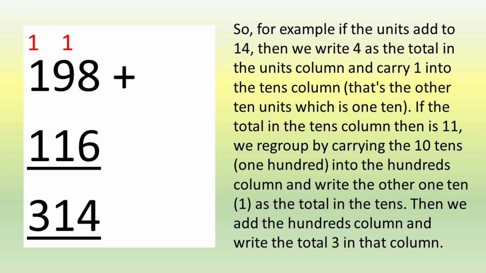So, for example, if the units add to 14, then we write 4 as the total in the units column and carry 1 into the tens column. That's the other 10 units, which is 1 ten. If the total in the tens column then is 11, we regroup by carrying the 10 tens, 100, into the hundreds column and write the other 1 ten, 1, as the total in the tens. Then we add the hundreds column and write the total 3 in that column.